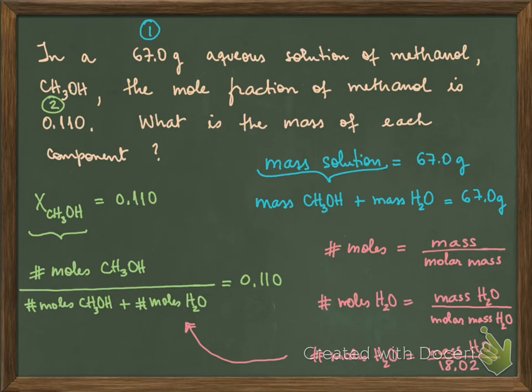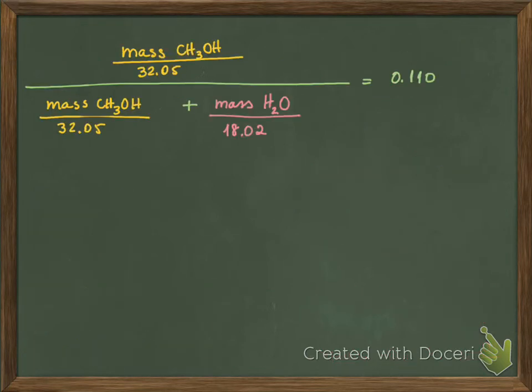The next substitution will be on number of moles of methanol. Similar to what was done with water, the number of moles of methanol is the mass of methanol divided by the molar mass of methanol. We substitute the numerator and part of the denominator. So after the substitution, we now have an equation that contains the mass of methanol and the mass of water, the two variables that we are trying to figure out.